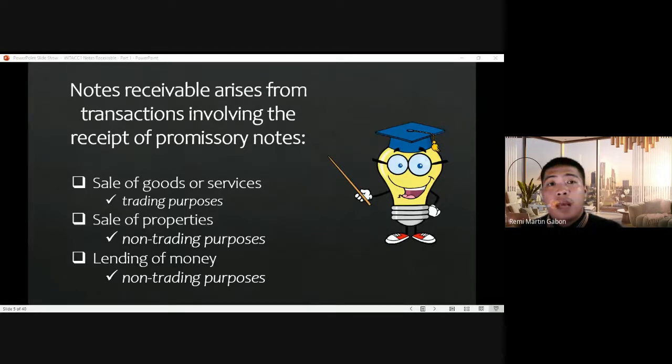A promissory note doesn't have a fixed format. It is free format. What is provided in the Negotiable Instruments Law is that, for a promissory note, its important features must be present. Later, I will show you a sample of a promissory note. So those are the transactions that could involve the receipt of promissory notes. It depends on the scenario of those transactions.